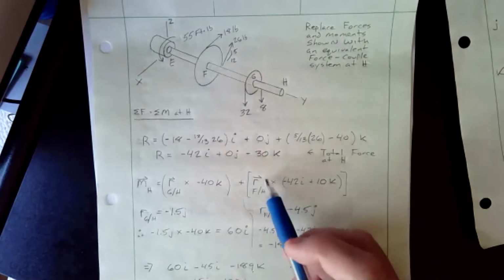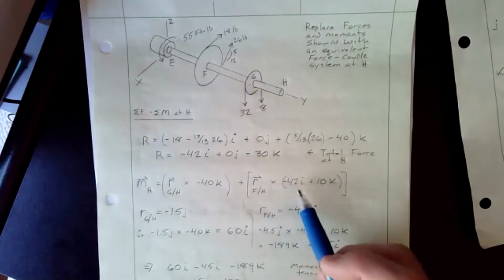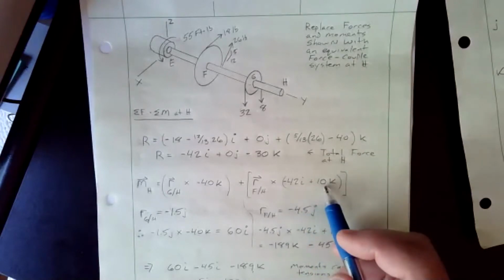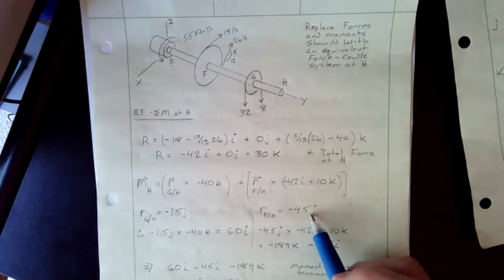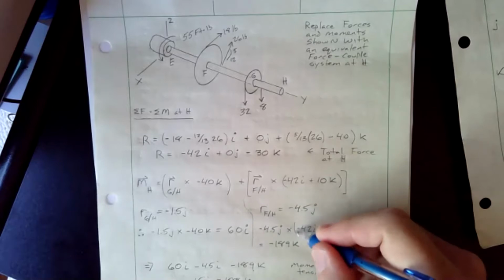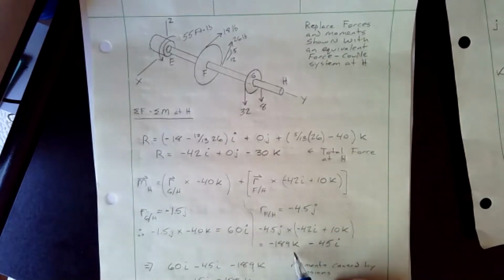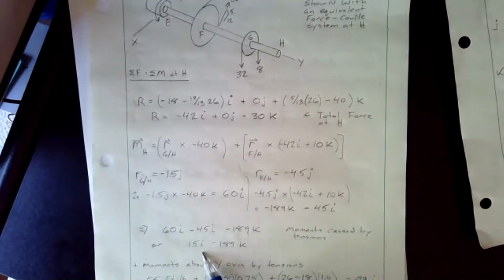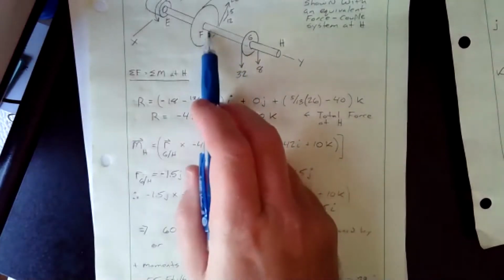Then if we go to here, we have r of F relative to H, and when we get there, we have to cross that with negative 42I plus 10K. That's the force when we get there. To get there, we go negative 4.5 feet in the Y direction. If we cross negative 4.5J with negative 42I, that gives us negative 189 in the K and negative 45 in the I. But we had a positive 60I over here, and we're looking for the net moment. So we have 60 minus 45 in the I, and we end up with 15I minus 189K. So that's the moment created just by the belt tensions pulling.